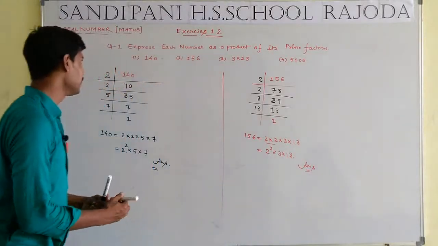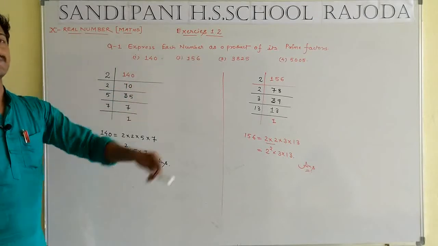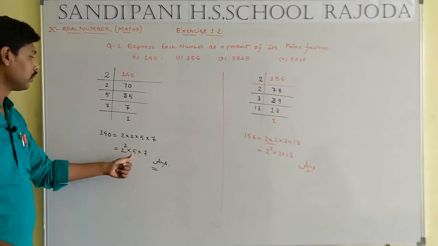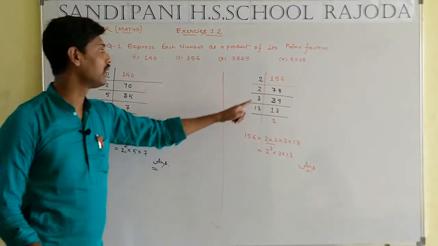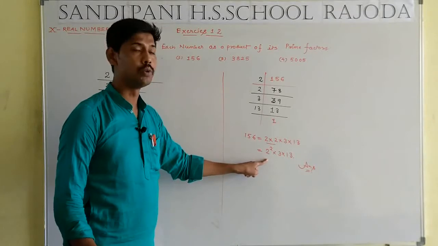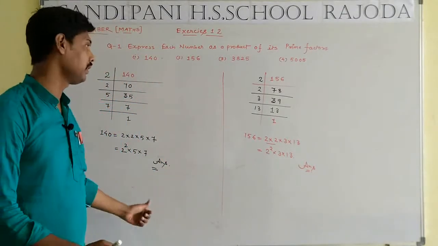Question number one, express each number as a product of its prime factors. Question number one, 140, answer 2 to the power 2 into 5 into 7. Question number two, 156 will be equivalent to 2 to the power 2 into 3 into 13. Next question will be there.